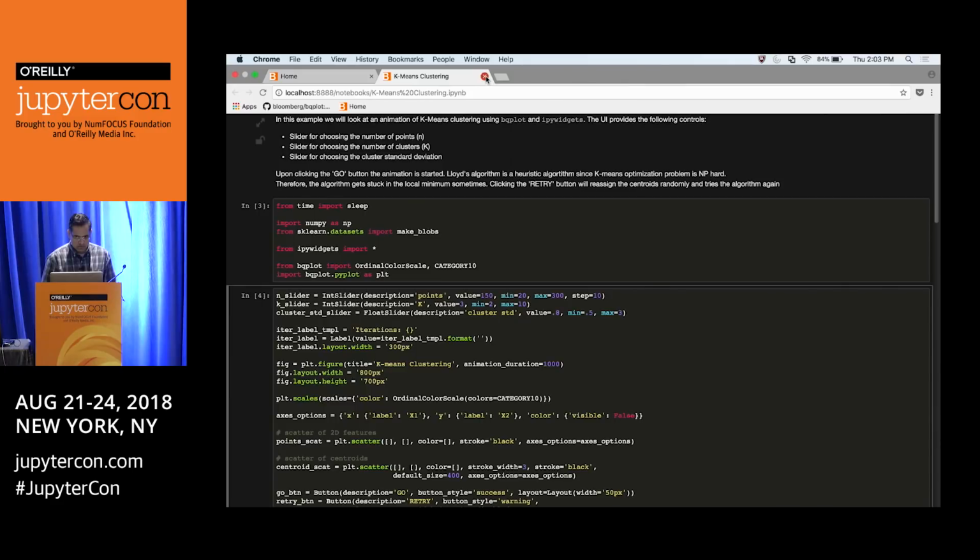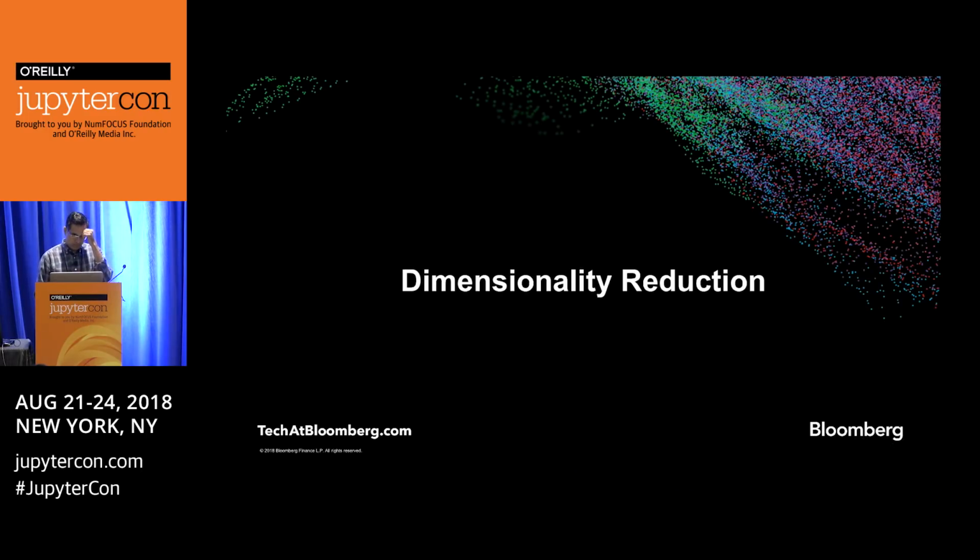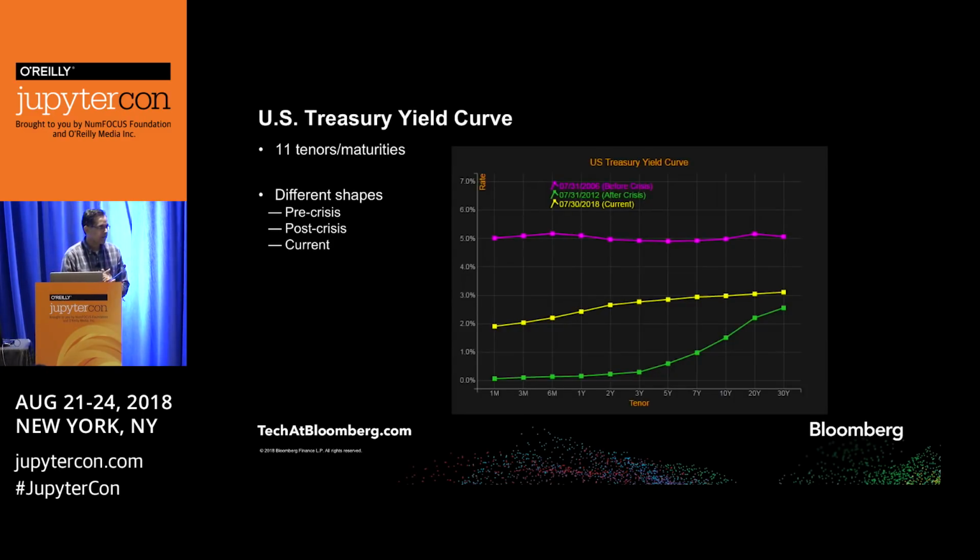Okay, so let's now look at some more applied examples. We look at dimensionality reduction applied on a yield curve dataset. So a quick primer on US Treasury yield curves. US Treasury, as you all know, issues bonds with different maturities. They issue bonds with short-term maturities like 1 month, 3 months, or 6 months, and they also issue bonds with long-term maturities like 10 years, 20 years, and 30 years.